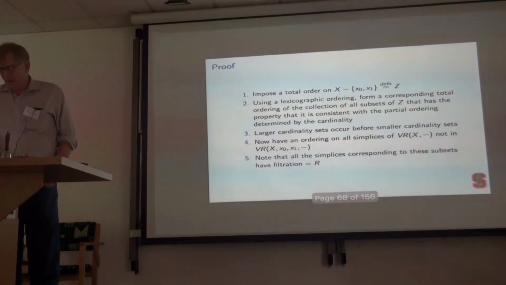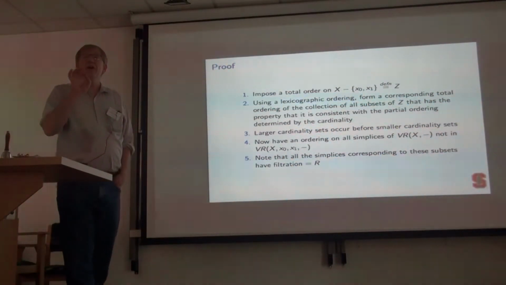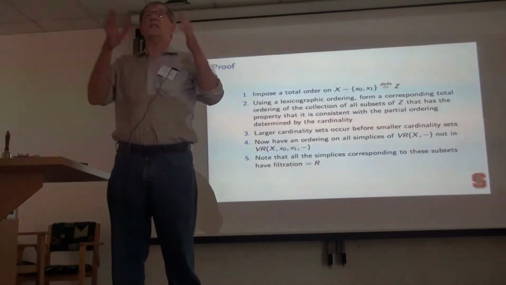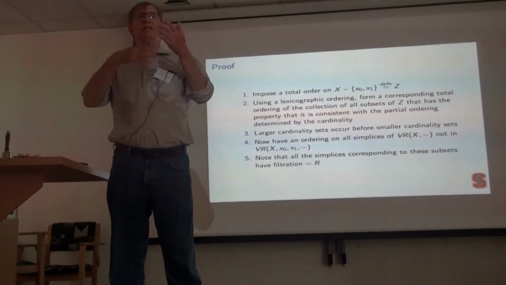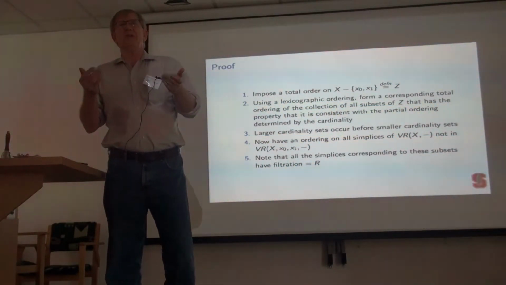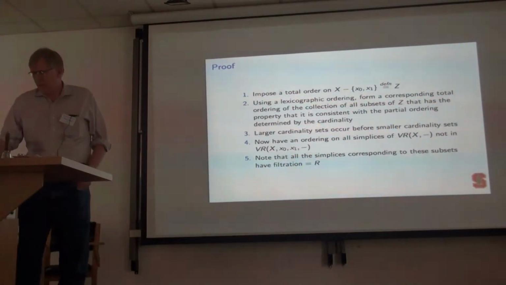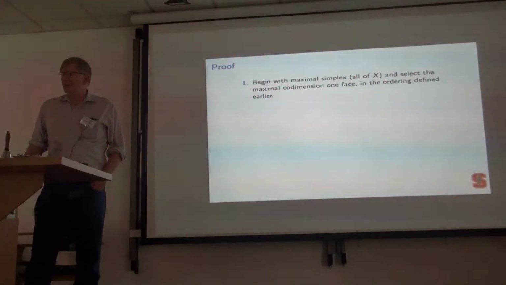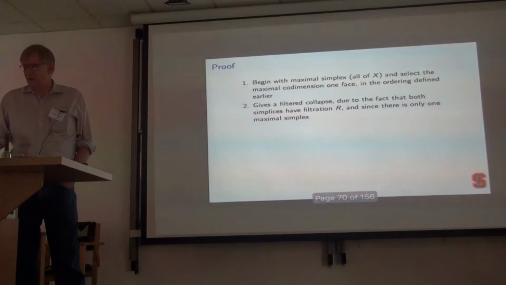Now what we have is a total ordering of these simplices not in there. We'll note that all the simplices corresponding to these subsets have filtration R. The reason they all have filtration R is they all contain x0 and x1, which is the biggest distance that occurred anywhere in x anyway. None of the distances that come from the other points are going to get bigger than that, so they all have the same filtration. Then we begin with the maximal simplex, and we select the maximal codimension 1 face in this ordering.